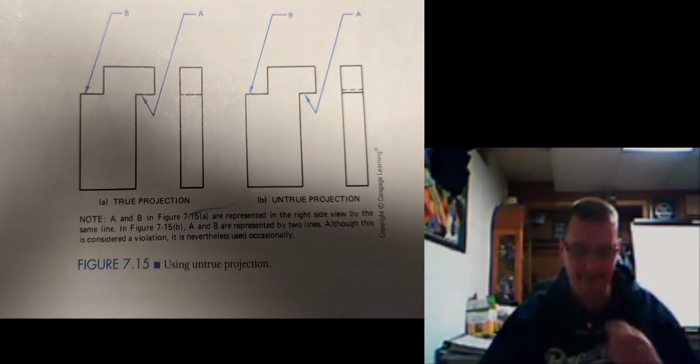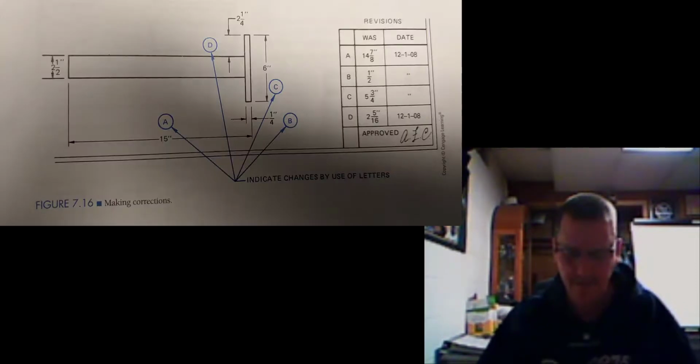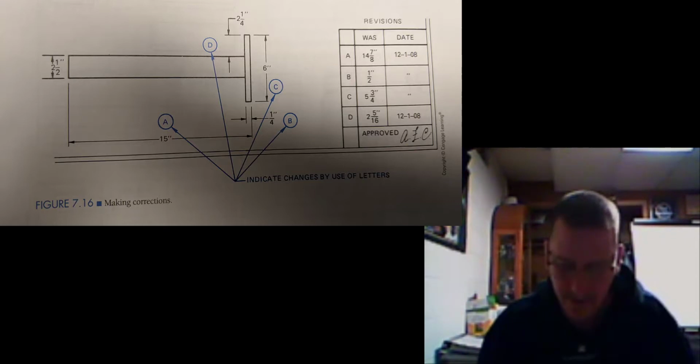Okay, looking at corrections and revisions on prints. Figure 7.16. When an error is discovered on a drawing while in use in the shop, quite often the error will be marked with a red or yellow pencil. Any such error is usually reported to the supervisor so that corrections can be made on future drawings or on the master drawing of the print used.